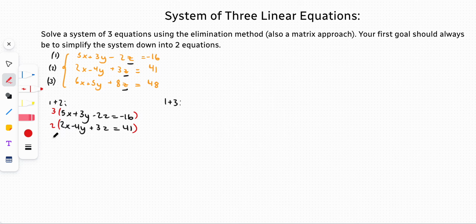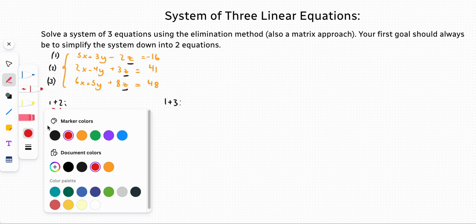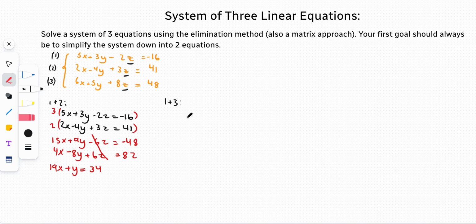Alright, so now when we vertically add, you're going to see that we have a negative 6z and a positive 6z, which added together are going to equal 0. So that's what we're aiming for. Now when we add everything else, we're going to get 9x plus y is going to equal a 34, right? And so this is our new simplified equation, right? And so we're going to do the same thing with equation 1 and 3, so we're just going to rewrite equation 1 right here, and then equation 3 right here.